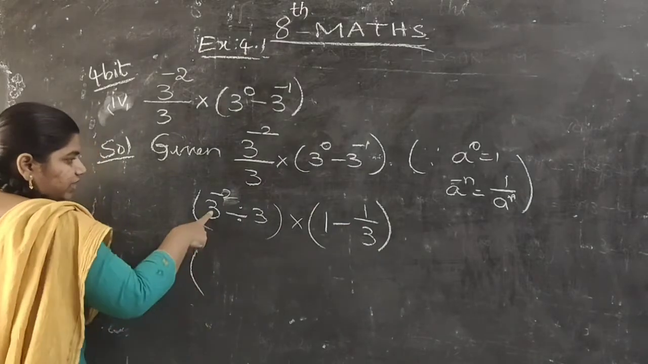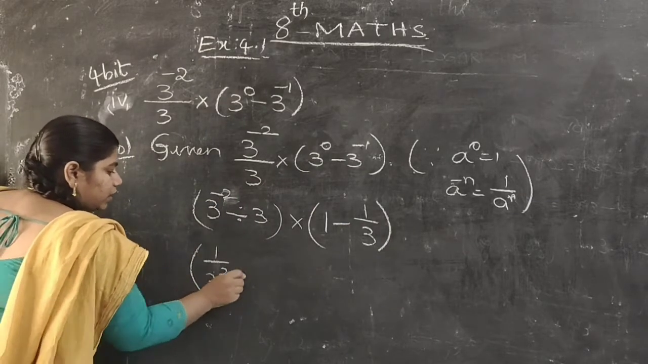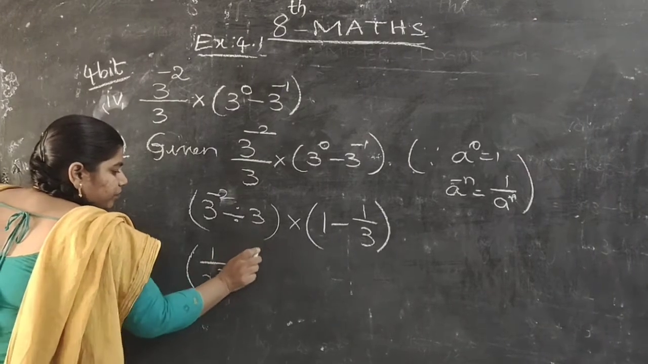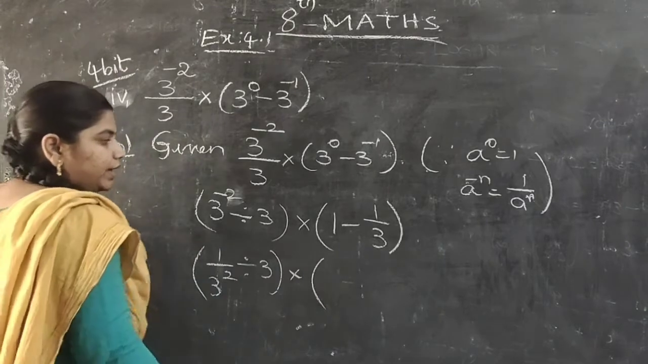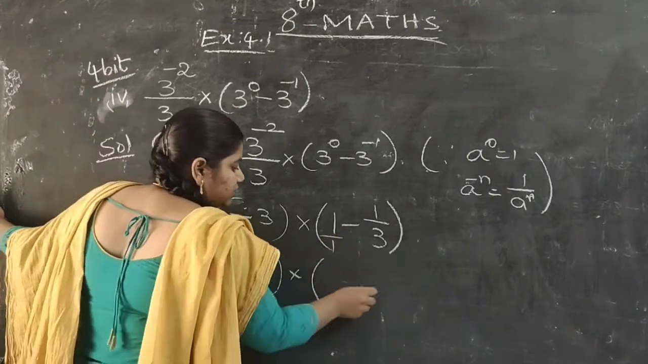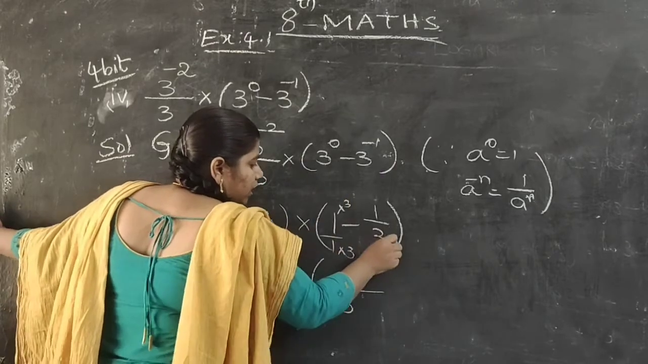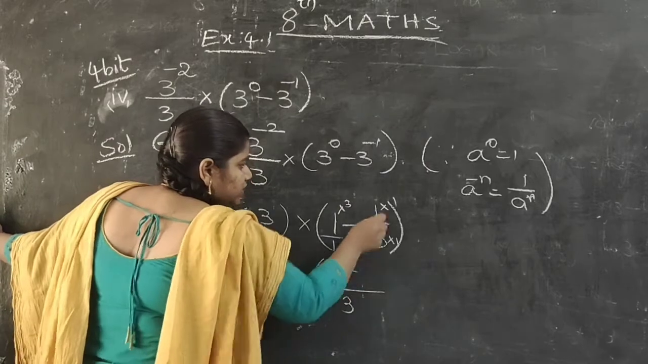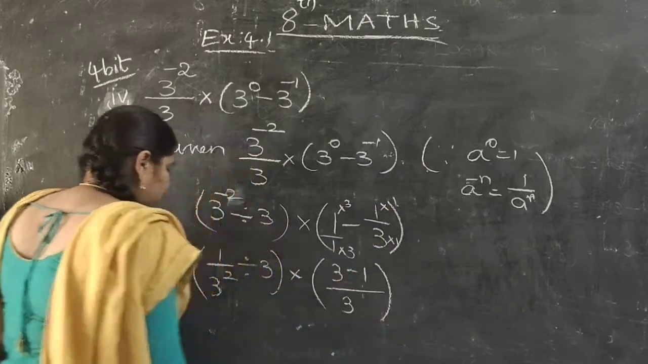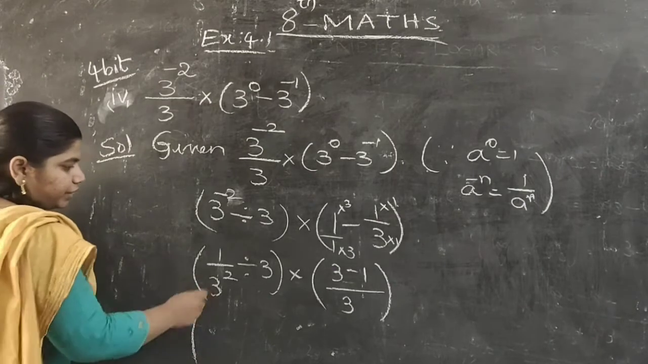Here, in the same way, 3 power minus 2 can be written as 1 by 3 square, divided by 3 into 1 by 3 minus 1. Here the LCM of 1 and 3 will be 3 itself. So multiply 3 in numerator and denominator, and here into 1. 1 3s are 3 minus 1 1s are 1. So 3 square will be 9, or let it be like that.